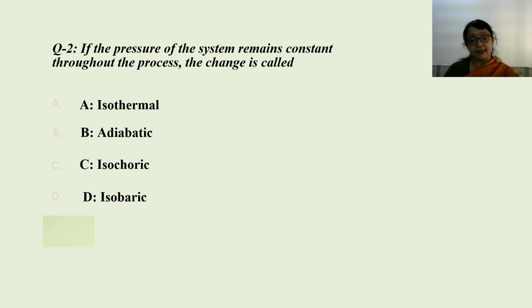The second question is: if the pressure of the system remains constant throughout the process, the change is called what? We already discussed that the process carried out at constant temperature is called isothermal, the process carried out at constant volume is called isochoric, and the process carried out at constant pressure is known as an isobaric process. Therefore, the answer is isobaric.